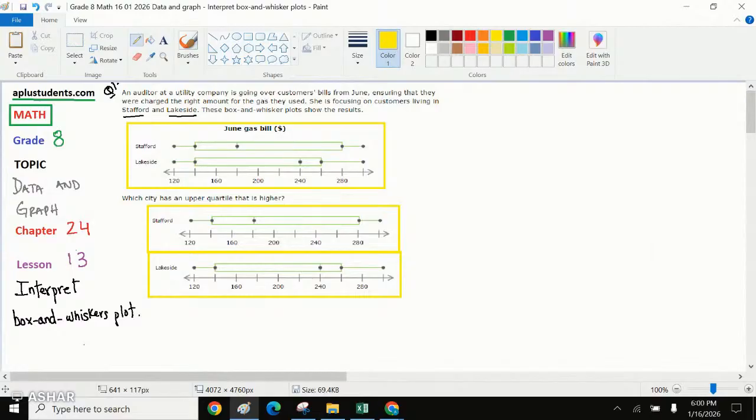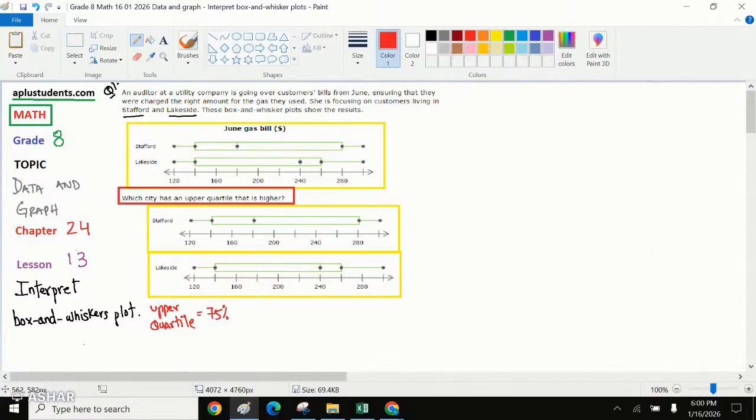These box and whisker plots show the results. And the question they are asking us is, which city has an upper quartile that is higher? What is upper quartile? Upper quartile means 75%, that is the upper quarter. And similarly, the lower quartile would be the 25% of the total numbers.